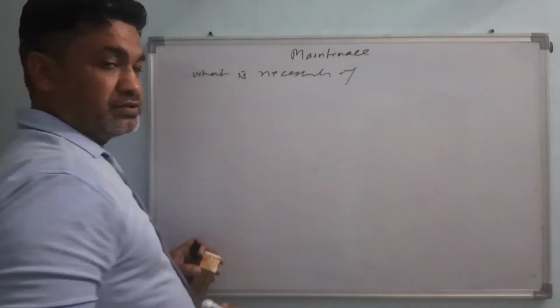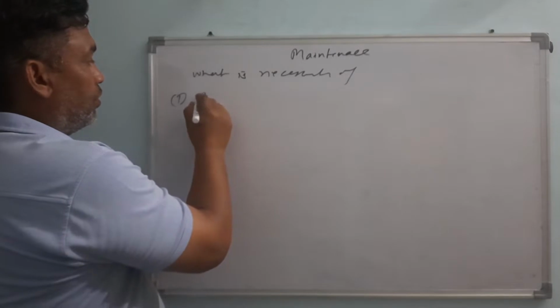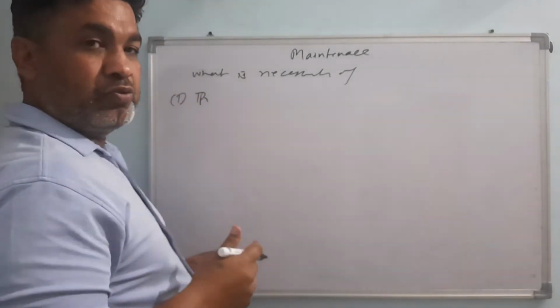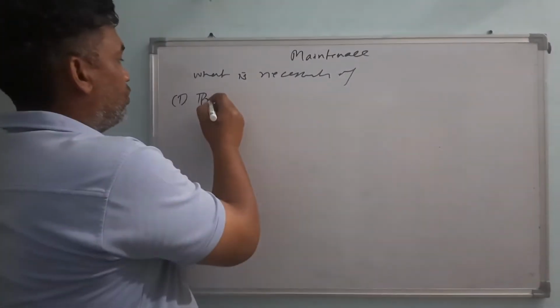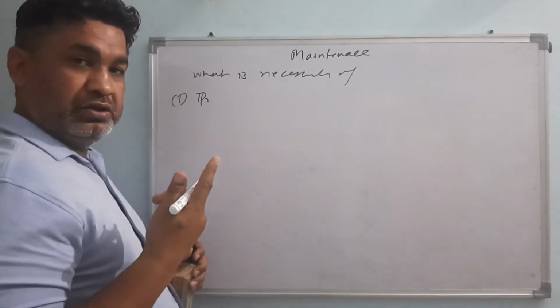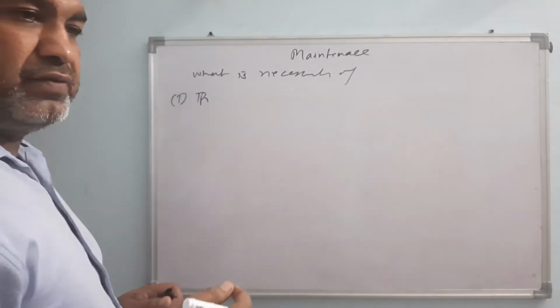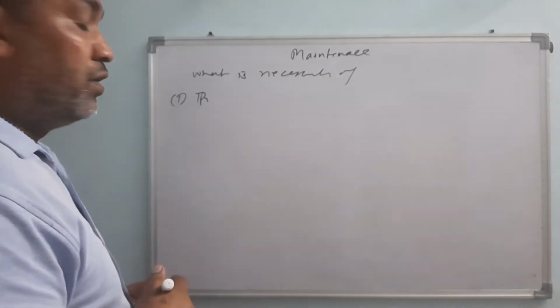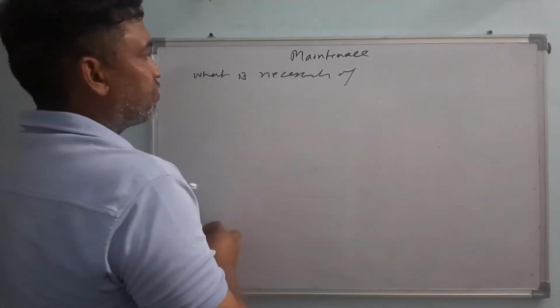And next is the necessity of maintenance. Why is maintenance necessary? First, to protect the equipment from breakdown or damage, to avoid harm to man, to avoid production loss, to increase the equipment service life, and to increase the equipment effectiveness. That is the necessity of maintenance.